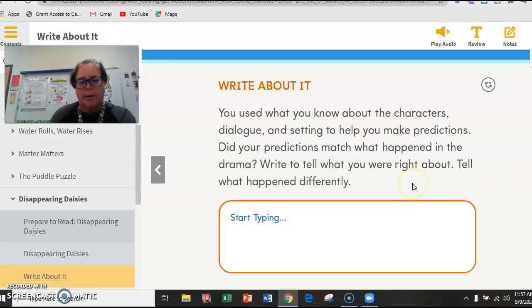So, was your prediction correct? Did you predict that they might have picked the daisies themselves, or that they were going to be hunting for daisies? Let's see right here what this says.